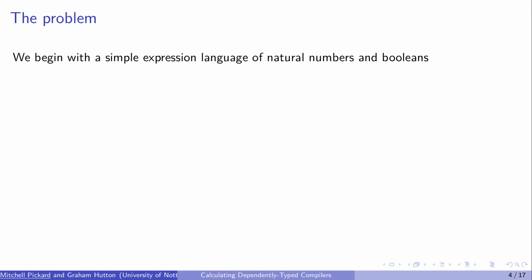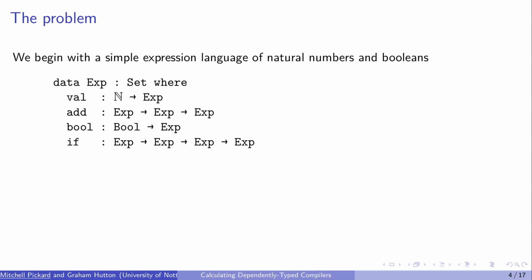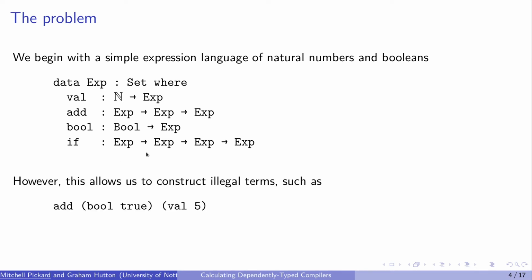So we're going to begin with a simple expression language of natural numbers and Booleans. You've all seen similar things before, I'm sure. It's just a very basic expression type where we have natural numbers and Booleans. You can add natural numbers together and do if statements on Booleans. The problem with this is that you can construct illegal terms, such as trying to add true and 5.